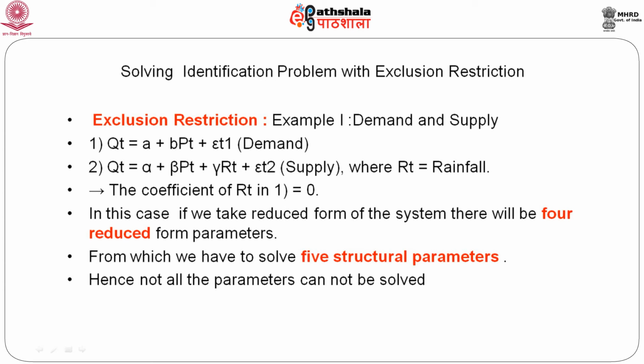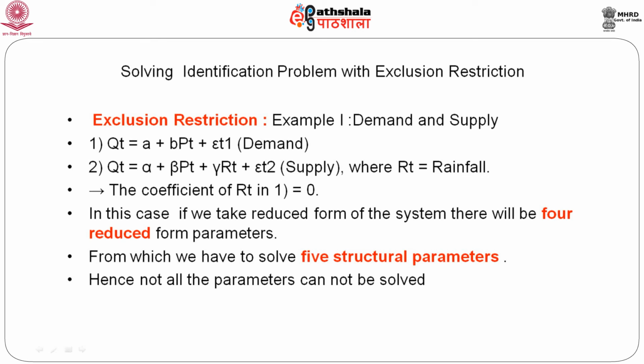Now, let me start with exclusion restriction. What do you mean by exclusion restriction? In exclusion restriction, what we do is introduce some additional variable into the model and exclude it from some equation. In this case, we are introducing rainfall into the picture and we are adding rainfall into the supply function and excluding it from the demand equation.